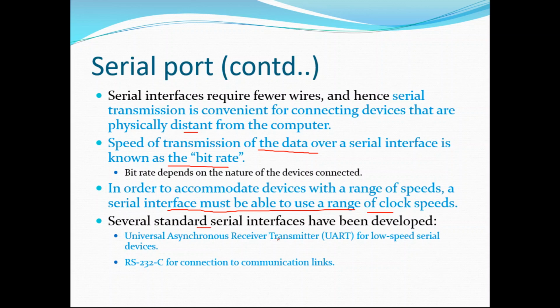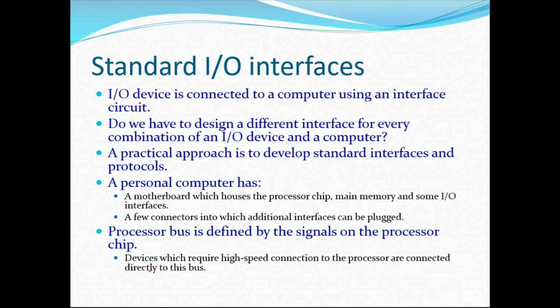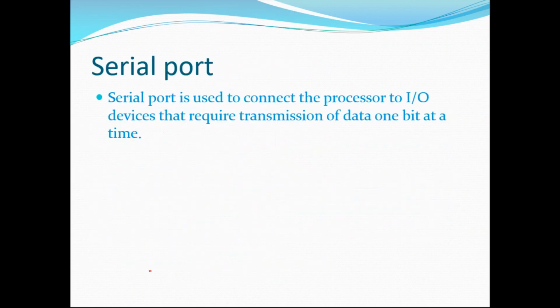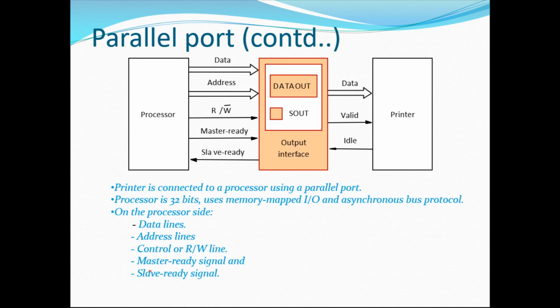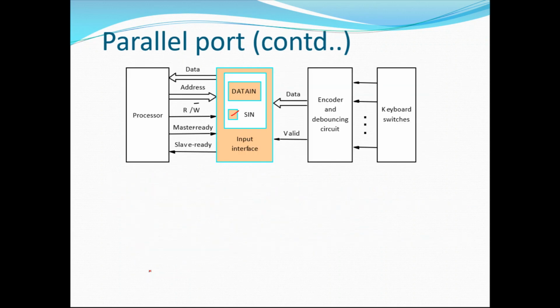These are some examples of serial interfaces: UART, Universal Asynchronous Receiver and Transmitter, and RS-232C, which is a very old and popular serial port. So that's it about I/O interface circuits. Let us stop here. Thank you.